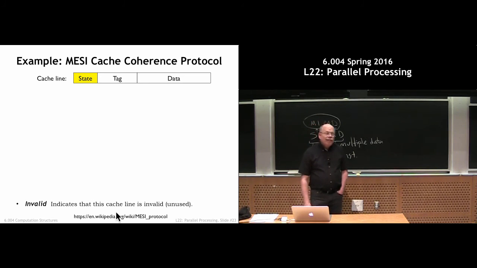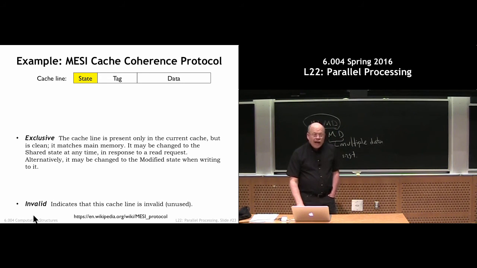Invalid is pretty simple. I don't have that line in my cache. So every cache line everywhere in the system has this state tag, okay? And it has 1 of 4 states. Invalid, there's nothing on this cache line. It's like it's not there. Don't worry about it. When I go off and read a memory location, I have a cache miss, and I read it into my cache, one of 2 things will happen.